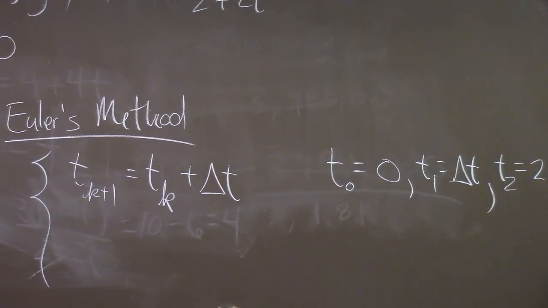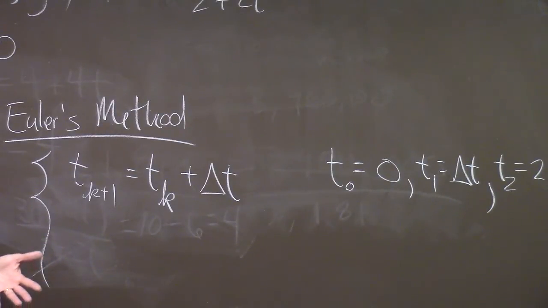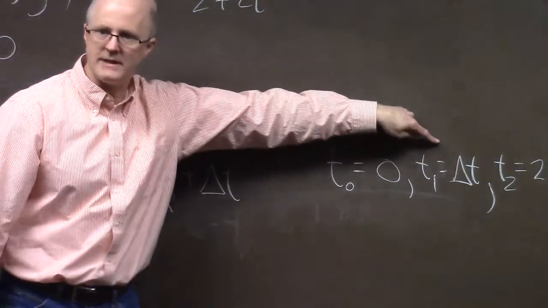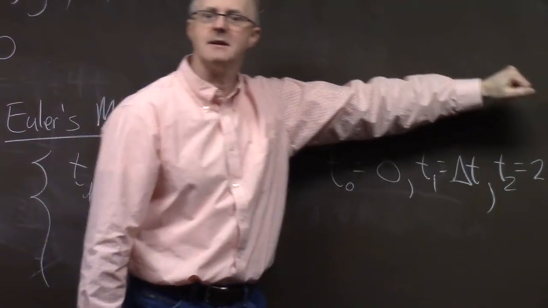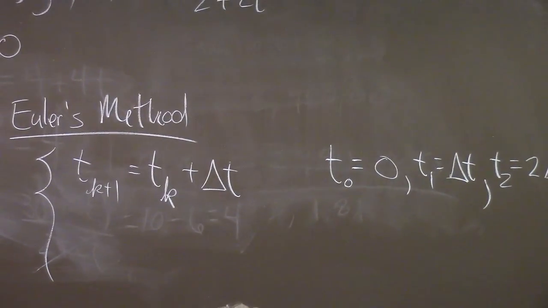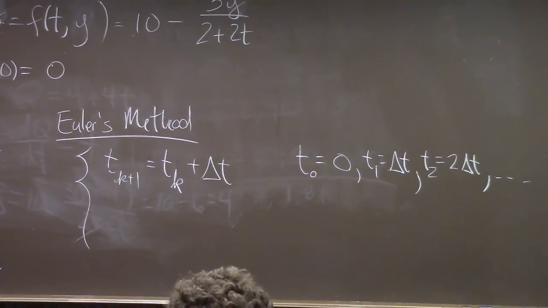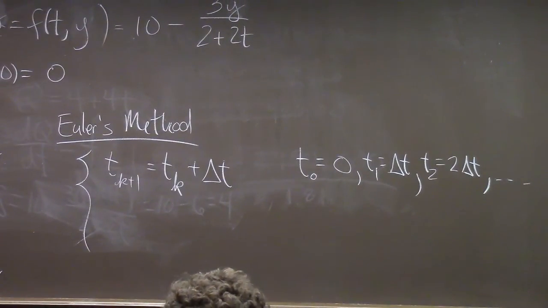Technically speaking, t0 could be something other than 0. It could be 1. If that were the case, then this would be 1 plus delta t, and this would be 1 plus 2 delta t. But usually t0 is 0, and so usually t1 is delta t, and t2 is 2 delta t, etc. That's how you update the first coordinate along your approximate solution curve. I say the word curve loosely here. It's really a polygonal curve. It's a bunch of line segments connected together.